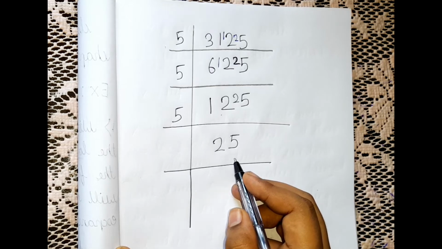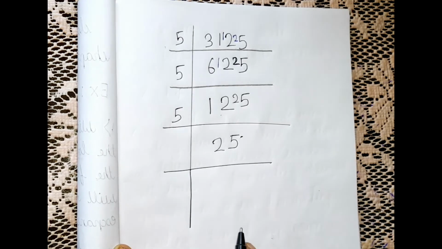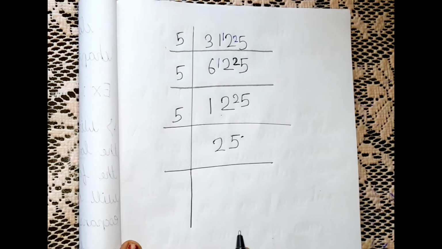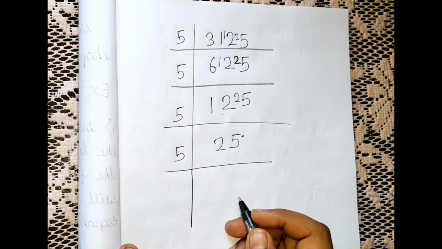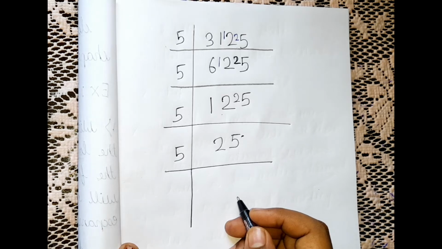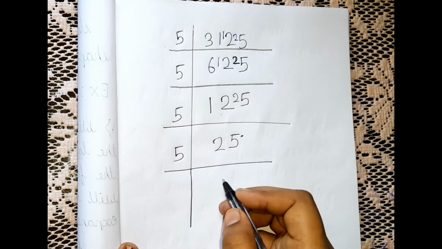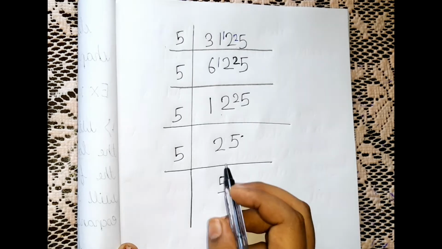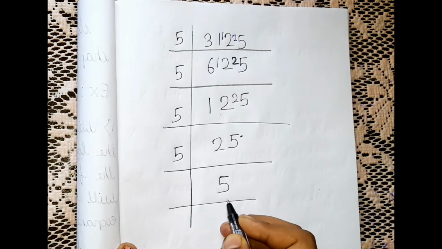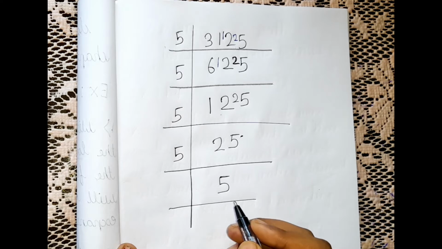Here also the last digit is 5. That means we are supposed to use the fifth table. So we shall write 5, and of course we get 25 in the fifth table, that is 5 5s are 25. So we shall write 5 right over here, and we solved it. Now again we have got a single digit, that is 5.